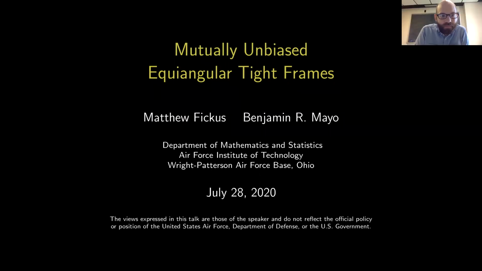Matthew Fickus is a professor of mathematics at the Air Force Institute of Technology. He received his PhD from the University of Maryland in 2001 under the direction of John Benedetto. Over the last 2 decades, Professor Fickus has become a leader in the field of frame theory. He introduced many fundamental concepts in the community, including the frame potential, spectral tetras, and eigensteps. In recent years, his research has focused on the construction of equiangular tight frames using tools from combinatorial design. Today, Professor Fickus will speak about one of the latest developments in this body of work.